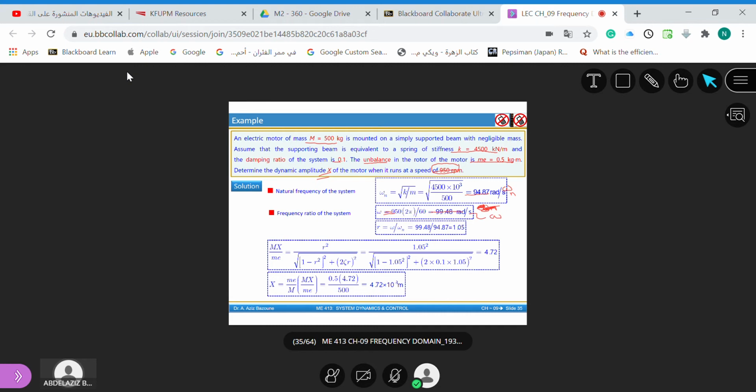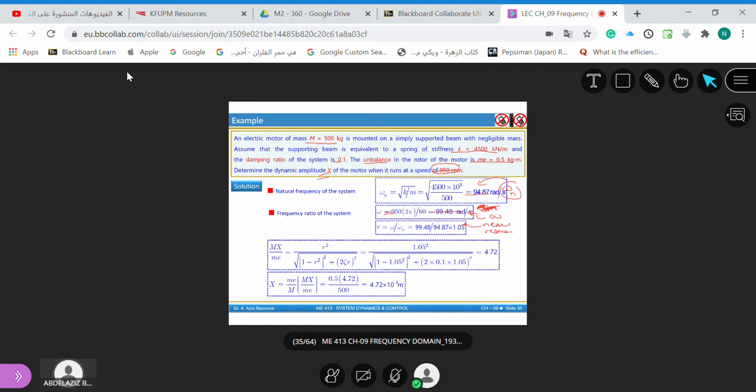This is omega n, 94.87, and this is omega, 99.487. So if you look at the frequency ratio, R is equal to 1.05, which is near resonance. It's not exactly at resonance, but it's near the resonance.